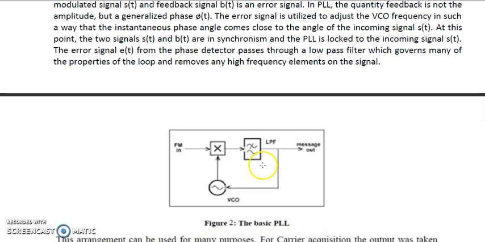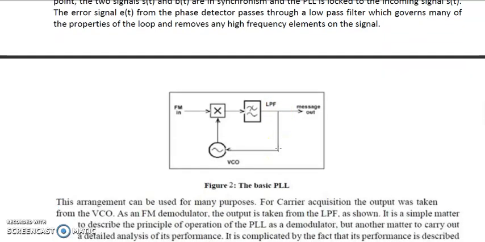What is a closed loop diagram? If part of the output signal is fed back to the input and it is compared with the input signal, then this is known as a feedback signal or closed loop signal. Again I am repeating, this is a closed loop.